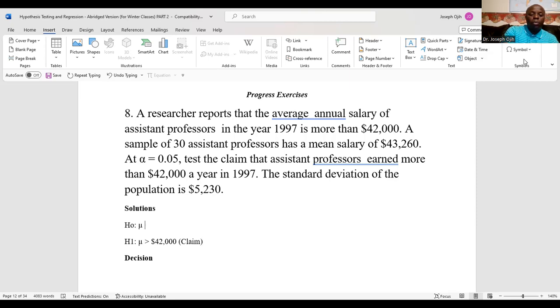Then the opposite, the null hypothesis. They are always the opposite of each other. So the opposite will be less than, but we cannot use less than in the null hypothesis. So we're gonna use less than or equal to 42,000.